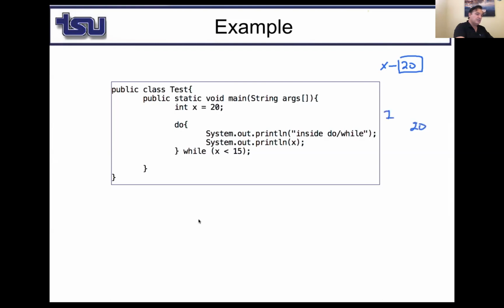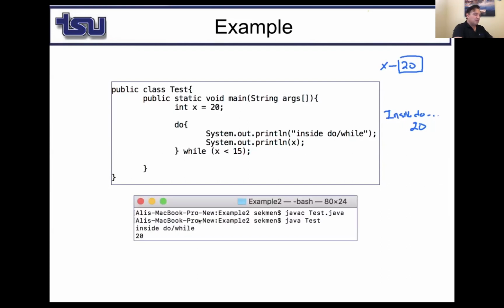It will say inside do while, and then 20. Then it will check the condition. Is 20 less than 15? No, that's it. I'm done. So I will see only inside do while and 20, okay?